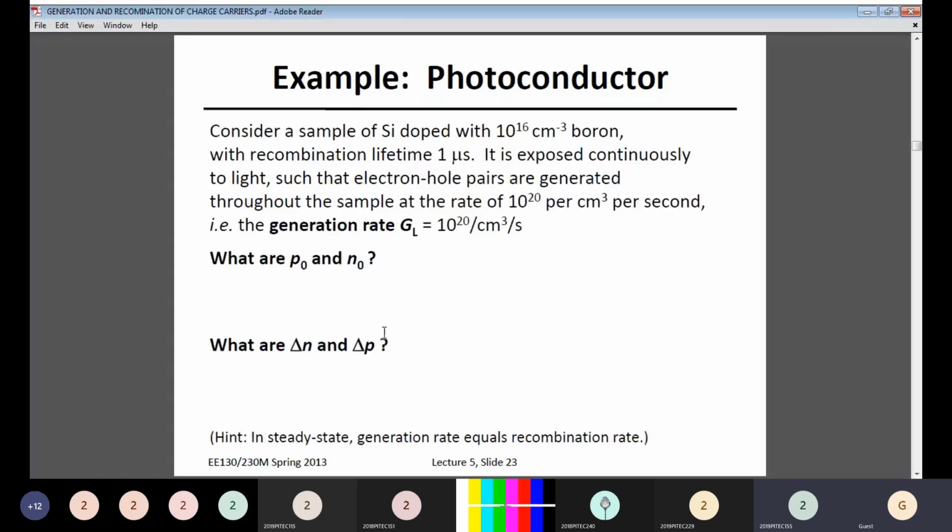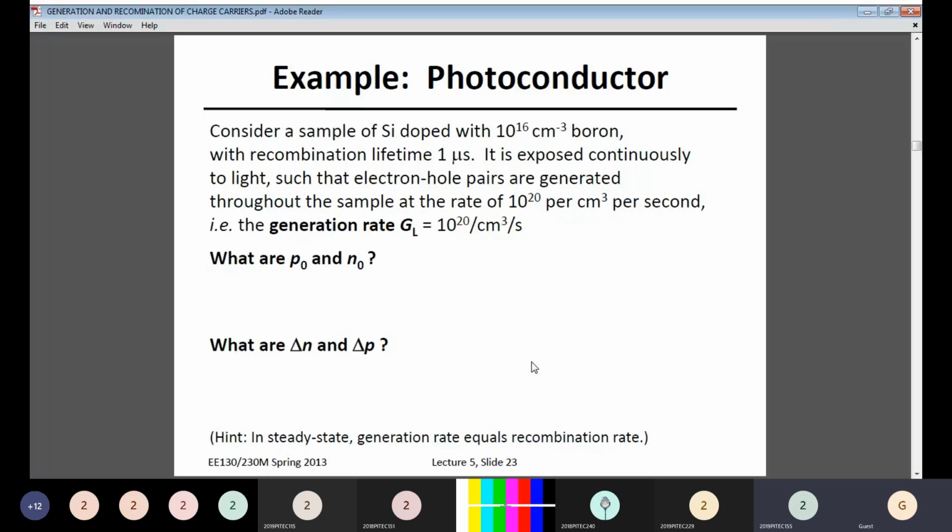Last, we are going to see an example, that is a photoconductor. Consider a sample of silicon doped with 10^16 per cm³ boron with a recombination lifetime of 1 microsecond. It is exposed continuously to light such that electron-hole pairs are generated throughout the sample at the rate of 10^20 per cm³ per second. That is, the generation rate GL is equal to 10^20 per cm³ per second.